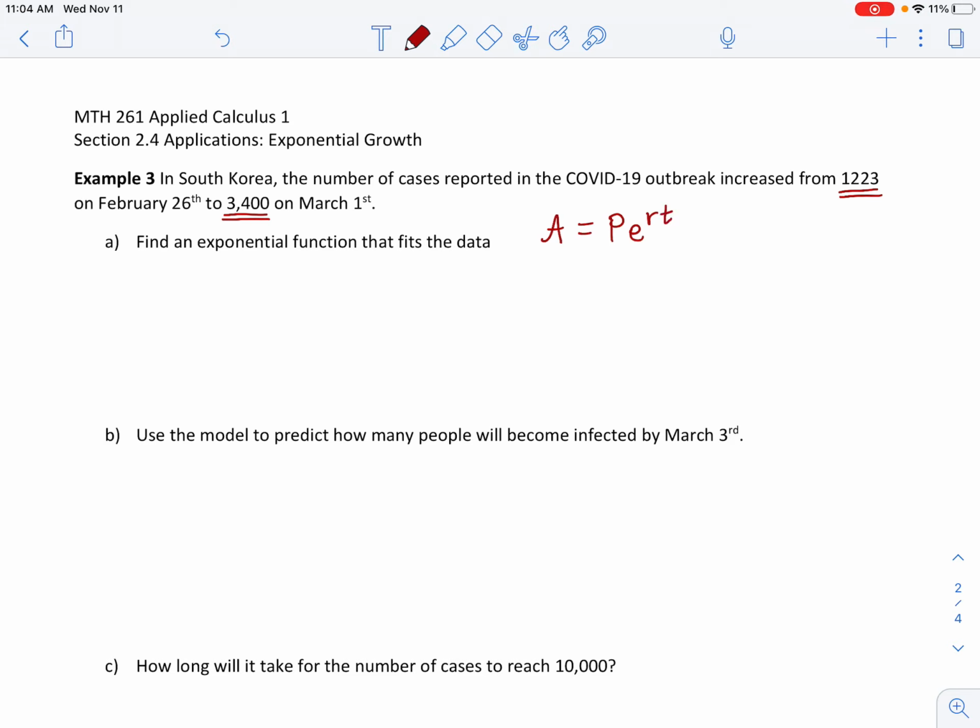Why? Because a virus isn't going to wait for the end of the day or end of the month to compound. It's going to just spread continuously. So it's reasonable to assume continuous compounding. Let's see. A is the ending amount in March, 3,400. And P is how many people were sick when it was first reported on February 26th. So I'm going to use that. Now R, we don't know the rate. That's unknown. But T, guys, let's do this for days.